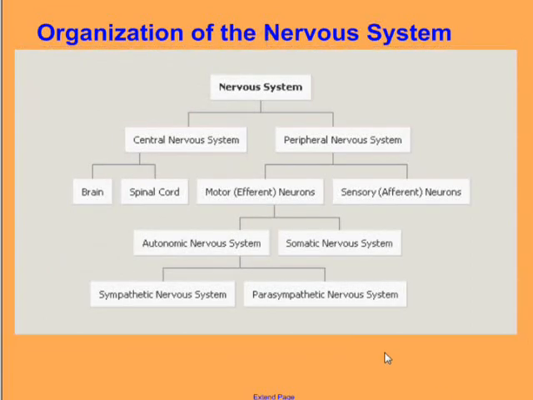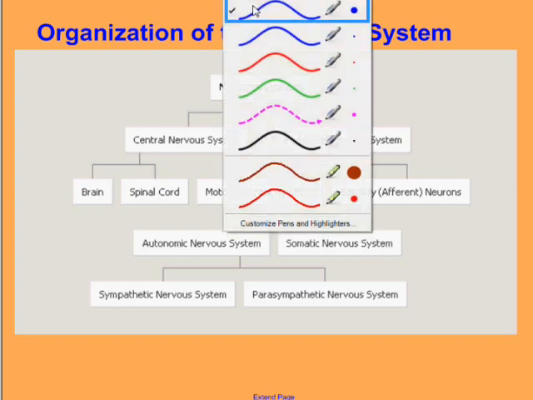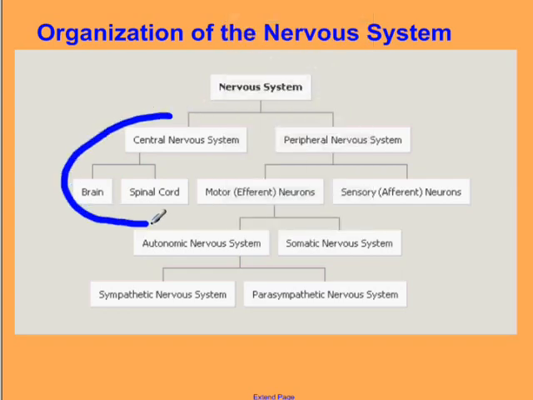So to begin, I just want to start where we left off. This is the organization of the nervous system as we understand it. The nervous system is divided into two major sections. One, which we've studied already, has been the central nervous system. So when we did the sheep dissection here, we talked about the brain and the spinal cord.